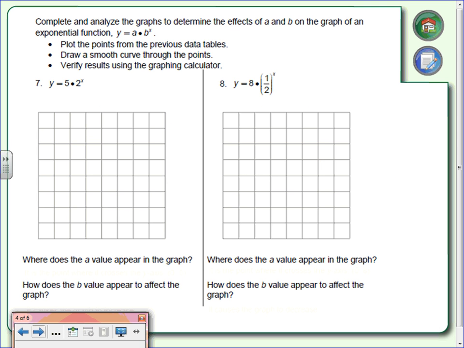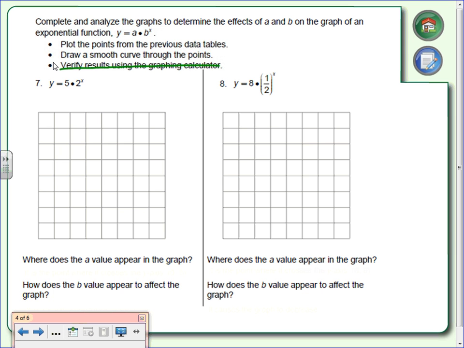All right, let's go to number 7 and 8. Next page, 7 and 8. Now, number 7. They want us to do a couple of things here. They want us to plot the points from the previous data table, draw a smooth curve through the points, and then verify the results using the calculator. Now, because we're a little short on time and I want to make sure we get the little quiz in, we're going to skip this part right here.